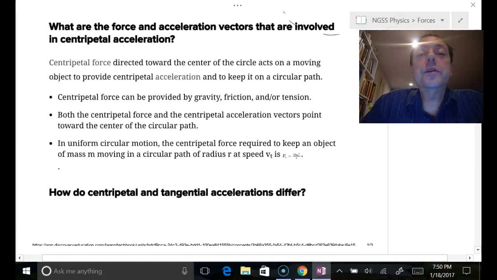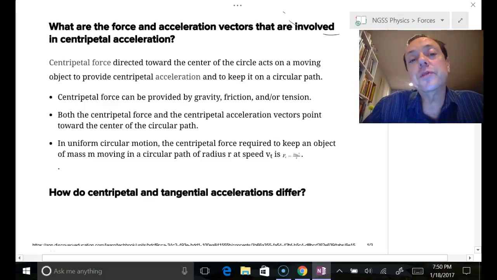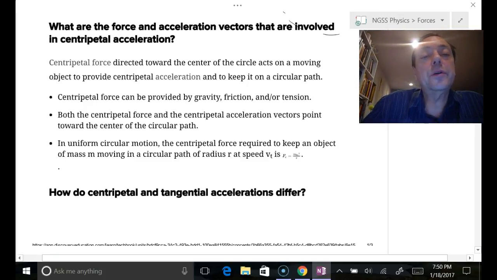What are the force and acceleration vectors that are involved in centripetal acceleration? Centripetal force is directed toward the center of the circle. Remember, centripetal, center seeking, acts on a moving object to provide centripetal acceleration and to keep it on a circular path. It does this by providing a net force to the center of the circular path that keeps nudging its direction without changing its speed. So centripetal force can be provided by gravity, friction, and/or tension. It can also arise for other reasons.